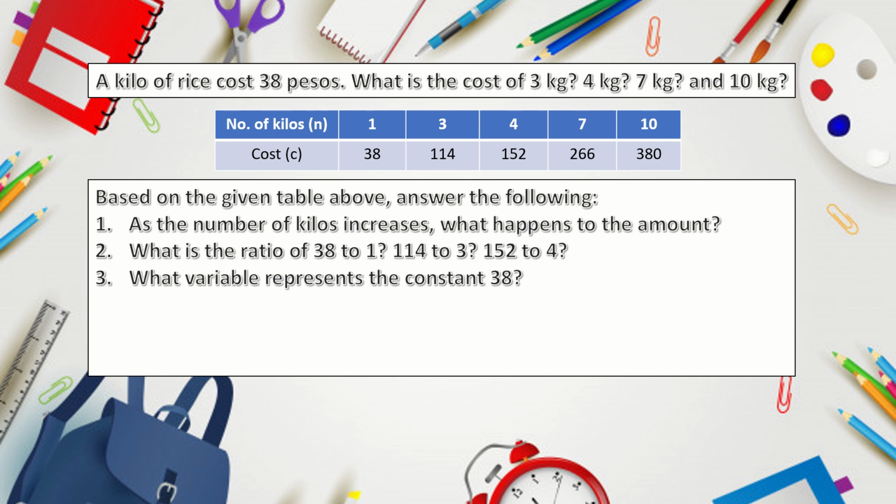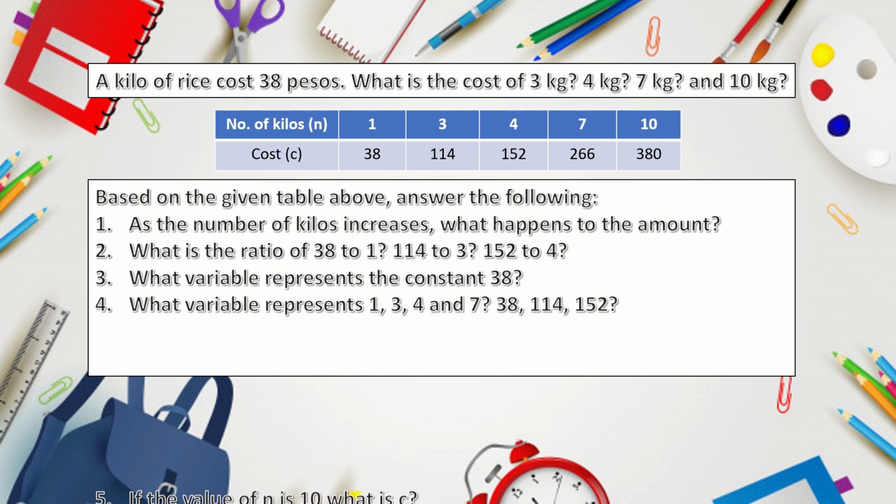What variable represents the constant 38? That is the variable C for the cost. What variable represents 1, 3, 4, and 7? That is the number of kilos or variable N. And then 38, 114, and 152 is the cost or C.